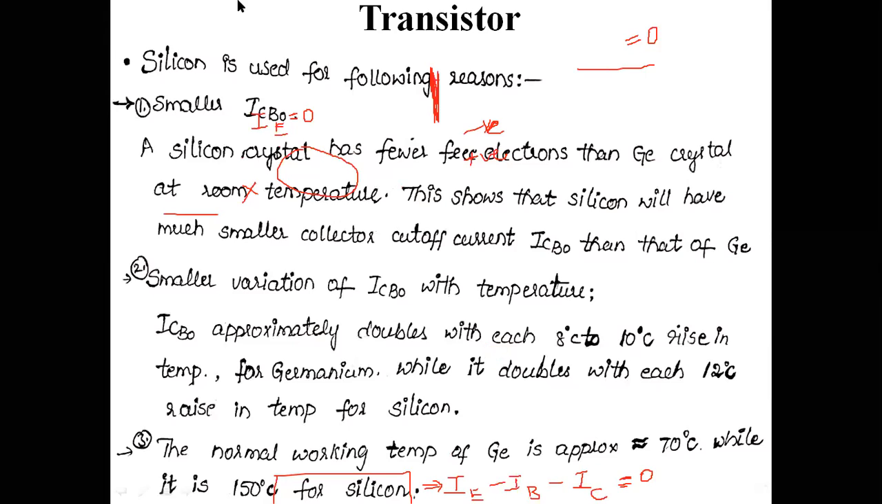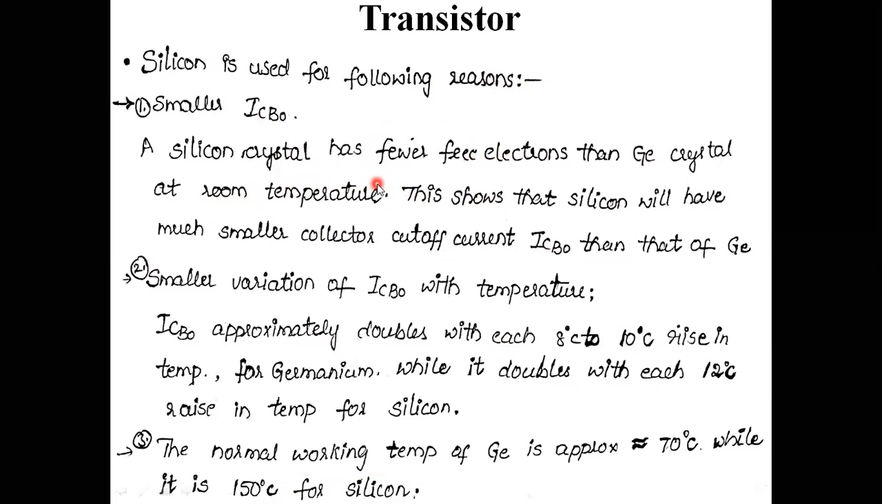And why silicon is most widely used, these are the following reasons. A silicon crystal has fewer free electrons than a germanium crystal at room temperature. This shows that silicon will have much smaller collector cutoff current, that is ICB0, than germanium. We will see further what ICB0 is later on, don't worry. Just for the time being, remember what the advantage of silicon is when compared to germanium.